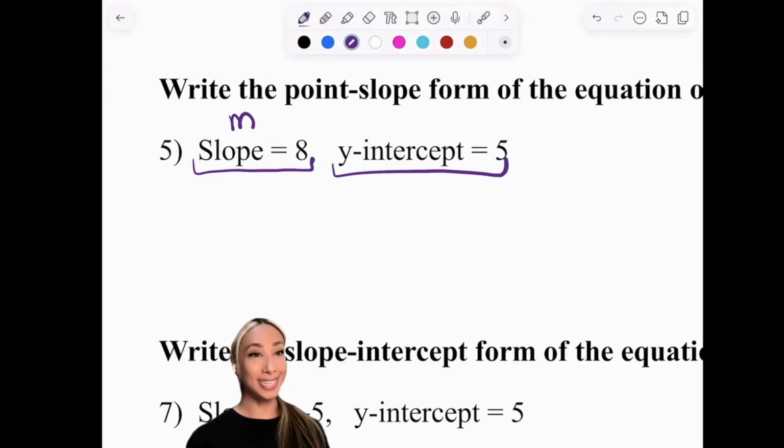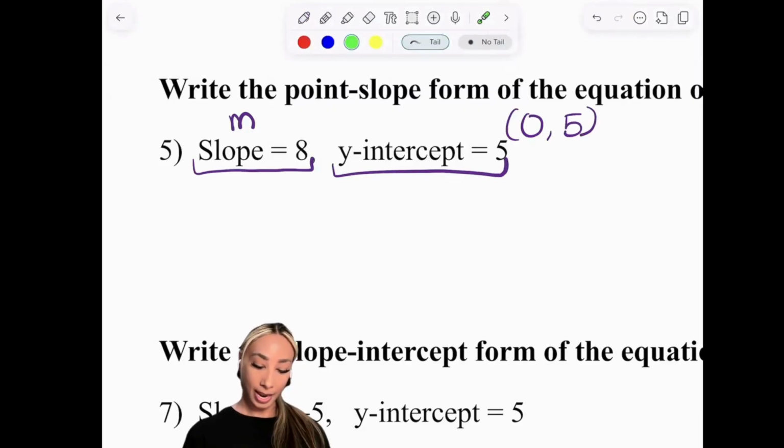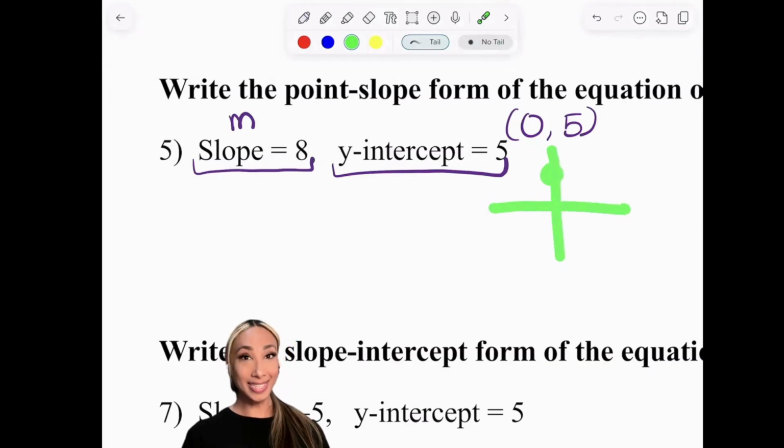That means they actually did give us a point, but they didn't tell us they gave us a point. So this point is going to be 0, 5, because if it's hitting the graph here, right, the x value is going to be 0 and the y is going to be 5. So now we can do what we did last time and just plug it into our formula. So again, here's our equation.